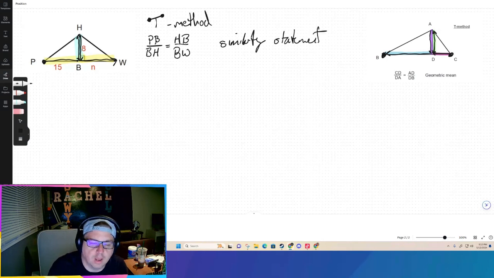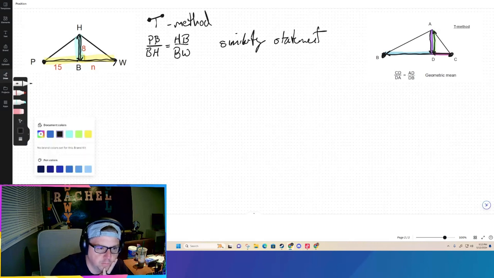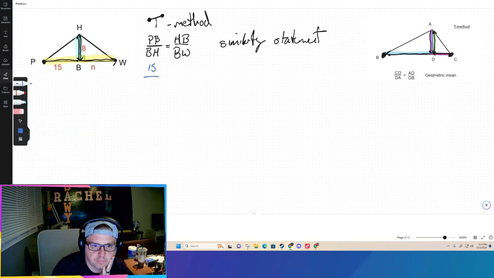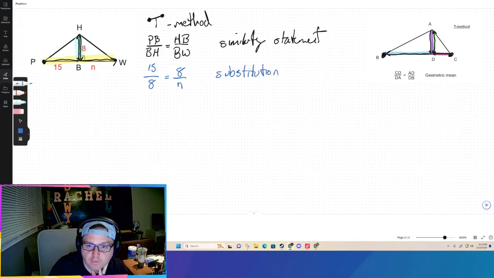Okay, so now substitute our values in. So we know P to B is 15. B to H and H to B, these are both going to be 8ths. And then B to W, they did give us a variable, so we're going to stick this in instead of using BW. And we can call all this substitution, because all we did is substitute values in for what our lengths were.